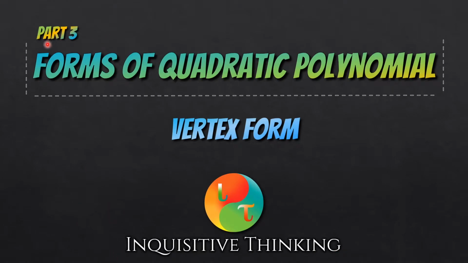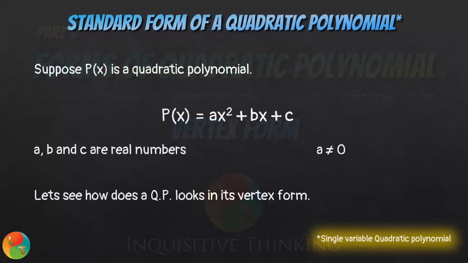This is part 3 of our ongoing series in which we are talking about quadratic polynomials, different forms of quadratic polynomials and parabolas representing quadratic polynomials and their special points. So if you have not watched part 1 and part 2, make sure to watch them, and before wasting any time, let us start. Now let's first talk about standard form of a quadratic polynomial.